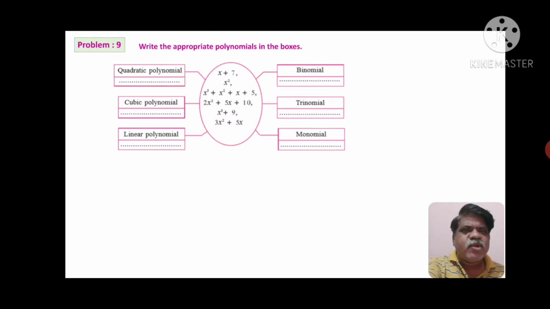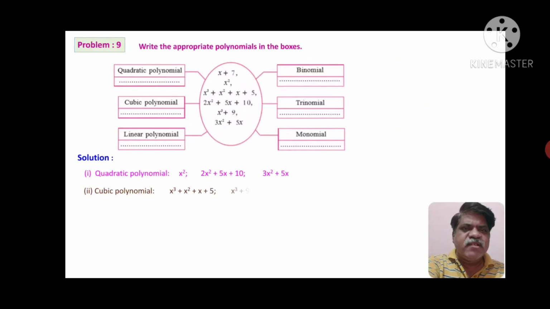These are 6 different polynomials we have to divide among these, that is quadratic polynomial, cubic polynomial, linear polynomial, binomial, trinomial and monomial. Let us start with the first, that is quadratic polynomial, and those are x square, 2x square plus 5x plus 10, then 3x square plus 5x. These 3 are the quadratic polynomials among these given 6 different polynomials. Now second we have to consider cubic polynomials, and those are x cube plus x square plus x plus 5 and x cube plus 9. These are the cubic polynomials having the largest index.